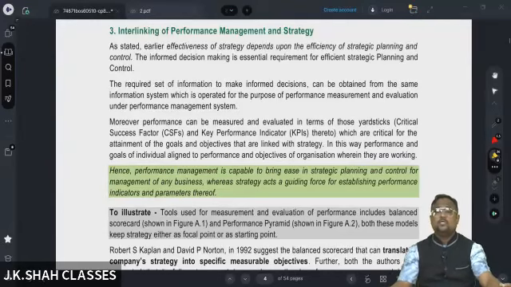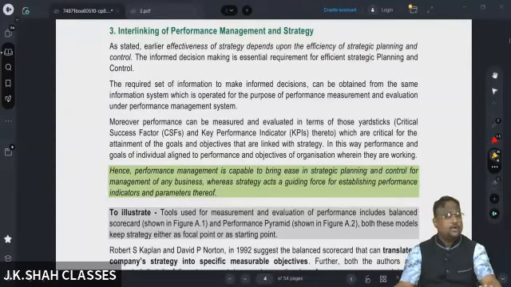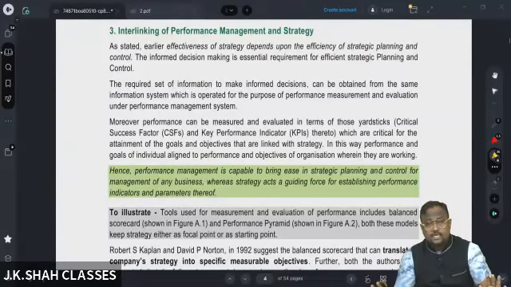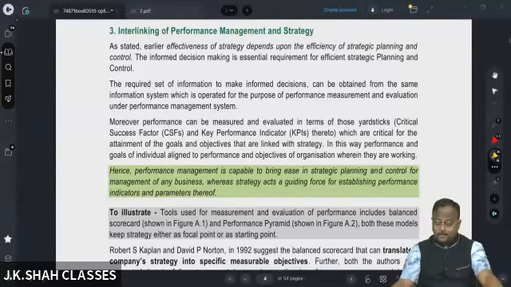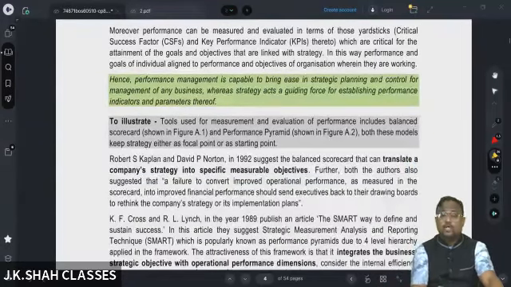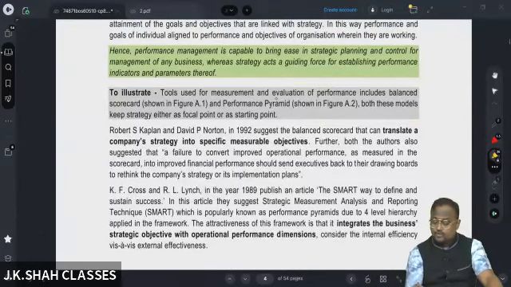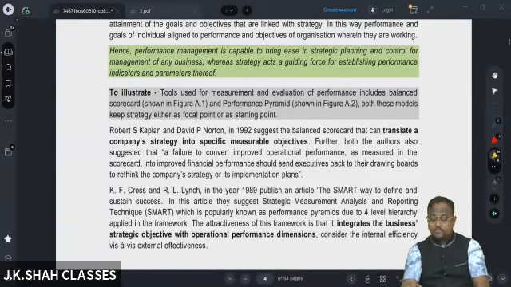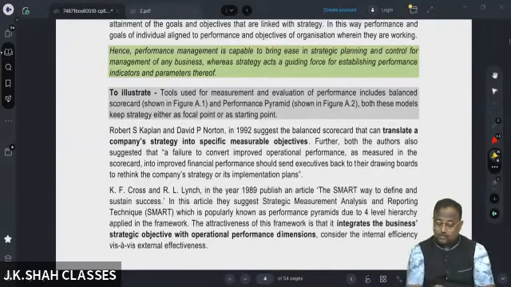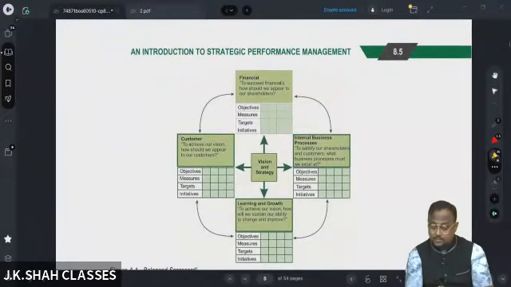So when you know the strategy, when you know the hierarchy, when you know the detailed organizational structure, when you already have your responsibility centers set, it becomes very easy for you to implement performance goal achievement activities. See, they have given you an example. Tools used for measurement and performance include the balanced scorecard and the performance pyramid. We'll discuss that later. Both these models keep strategy either as a focal point or as a starting point. So that calls for another discussion.